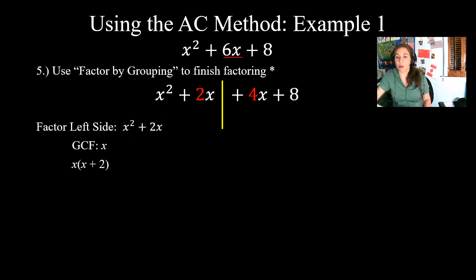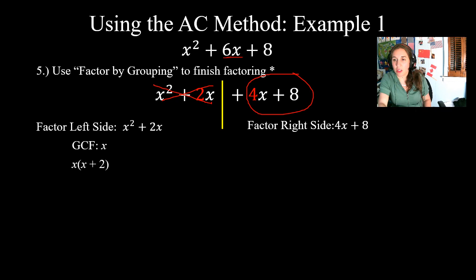Now, let's talk about the right side. So we're going to block the left side out, and now we're going to factor this side. So let's factor the right side, 4x plus 8. The first thing you're going to ask yourself is, is there a GCF? If we look at the coefficients this time, 4 and 8, they do share a factor. They both can share the factor of 4. And then we look at the variables. Well, only the first term has a variable. The second term does not, so they do not share a variable in the GCF. So our GCF here is just 4.